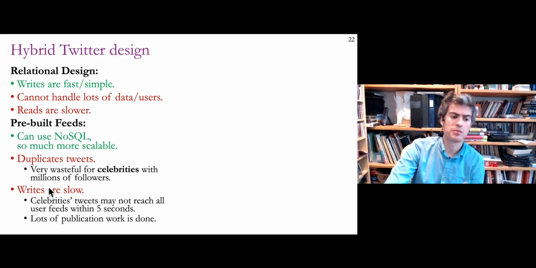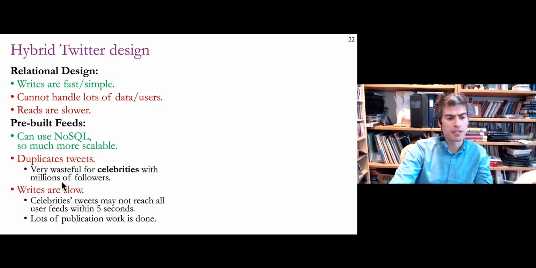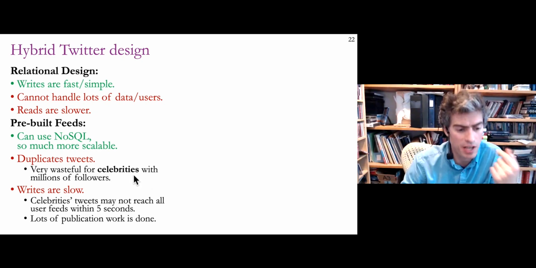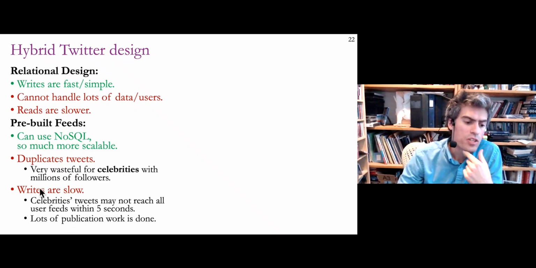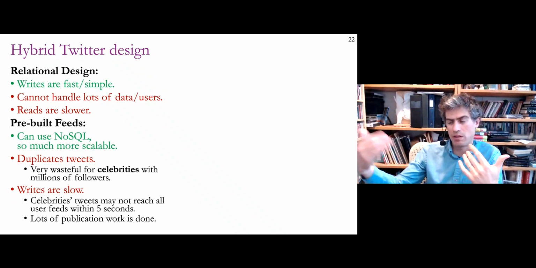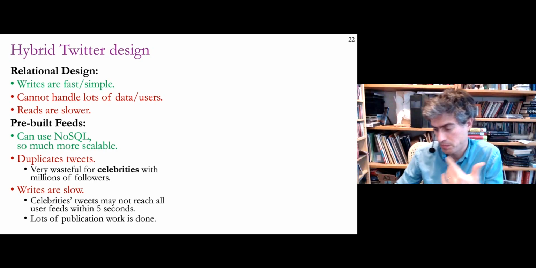When someone tweets, it has to be copied in many places. All the followers need to get a copy of that tweet. So we're wasting space. And also for celebrities that have millions of followers, it's going to be really slow. There's also going to be a lot of wasted space for celebrities because their tweets are going to be duplicated millions of times. We saw that queuing solved some of this write slowness by allowing the user interface to proceed while having the publication happen in the background.